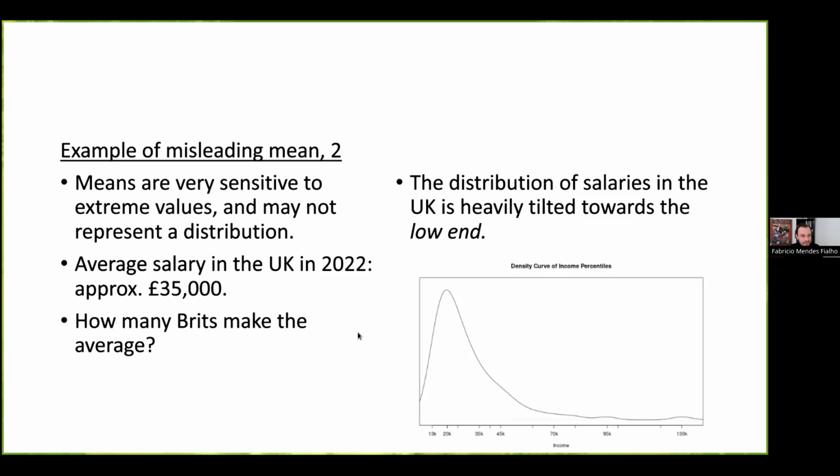For instance, another piece of information that may be very sensitive is the mean. As I said, it is very sensitive to extreme values and may not be a good representation of what the distribution is, okay?